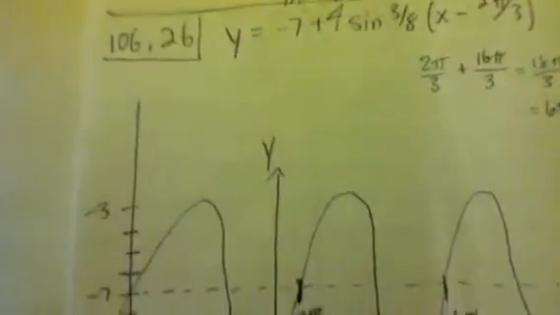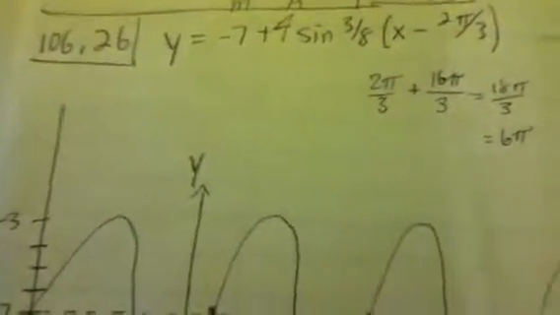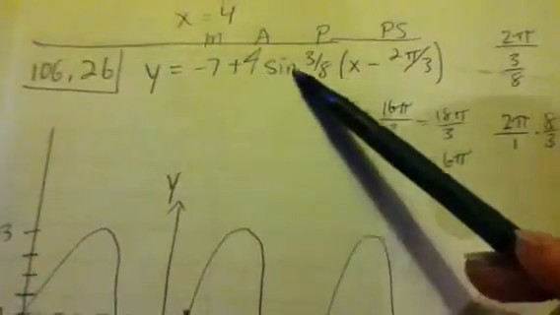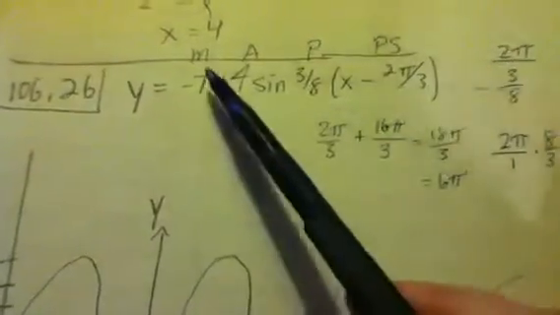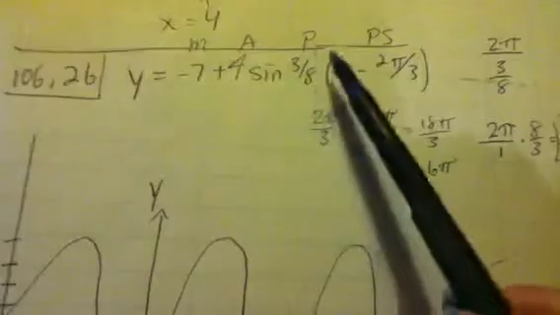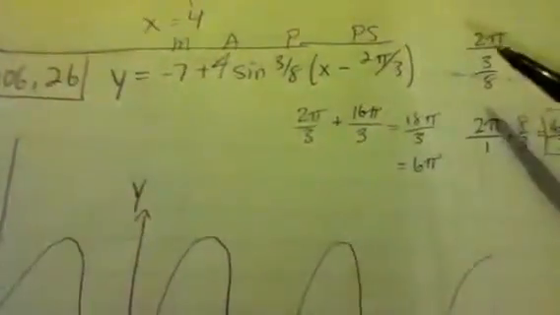Lesson 106, number 26. It has y equals negative 7 plus 4 sine of 3/8 x minus 2 pi over 3. I wrote my little maps above it: midline, amplitude, period, phase shift.